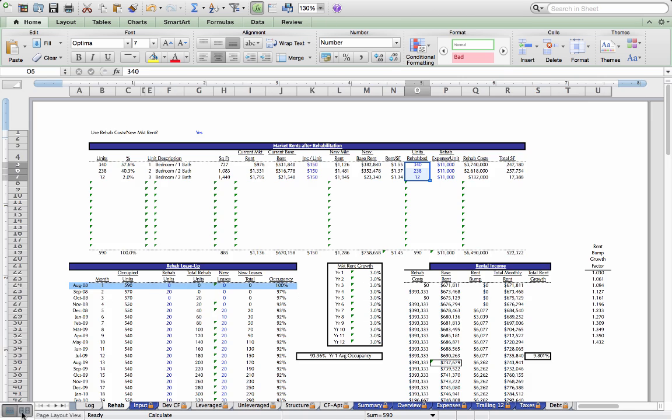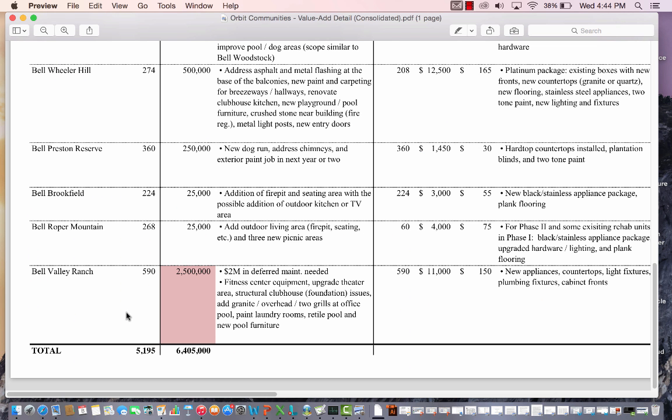If we go to our spreadsheet here, I want us to focus on the Bell Valley Ranch property. You can see there's a total of 590 units, which we entered on our Excel tab. You can see there's a $2.5 million capital amount that will need to be underwritten in our itemized capital on the expenses tab, but that is separate and distinct from the individual unit renovation cost and strategy.